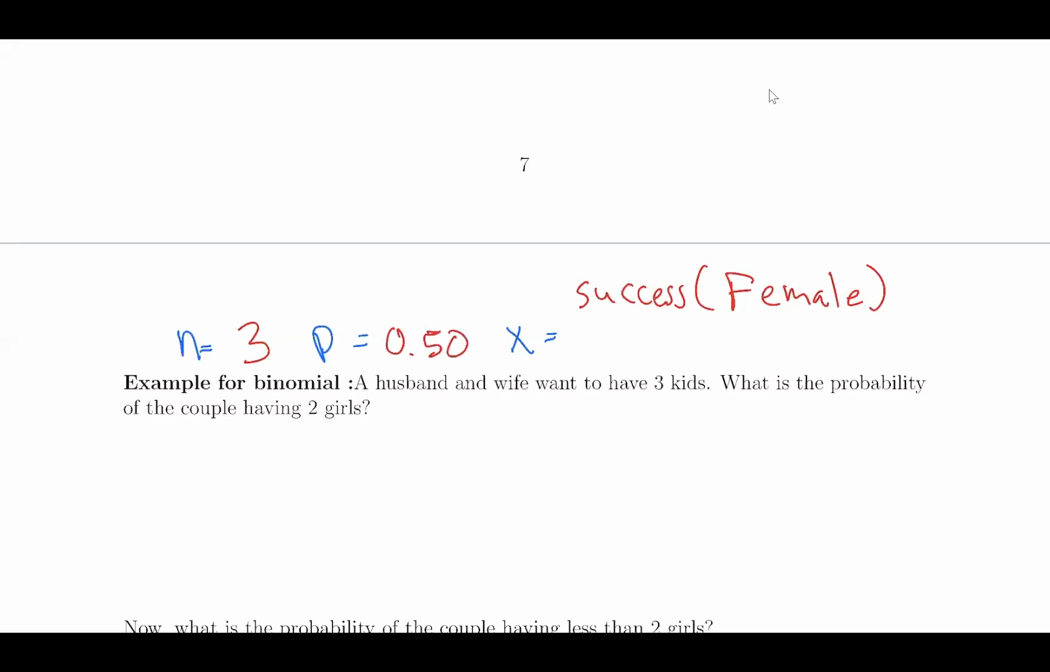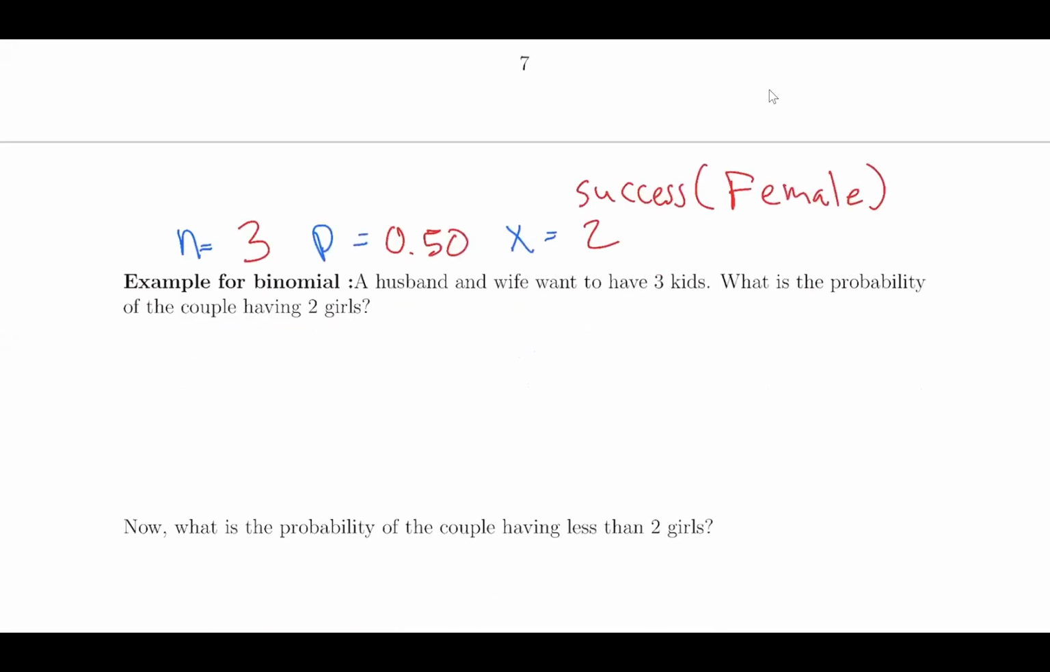Cool. All right. How many successes do they want? 2. All right. Everybody go with N is equal to 3, P is equal to 0.50, and X is equal to 2. Sweet. All right, so let's go ahead and calculate this. So I'm going to go back to ClassCalc.